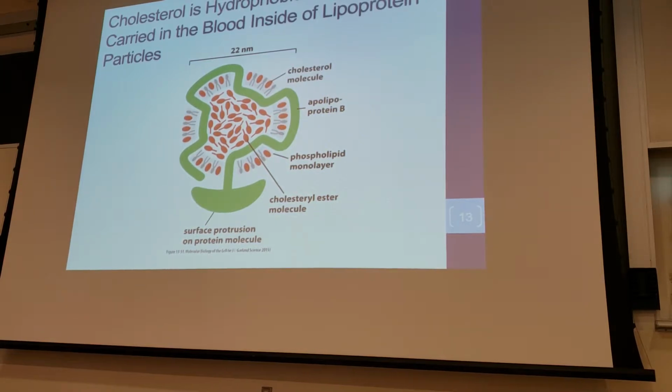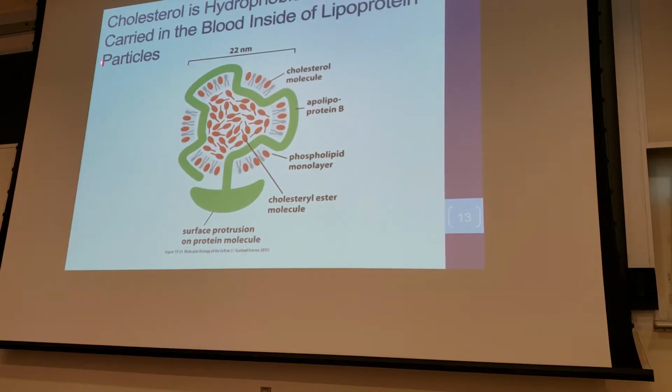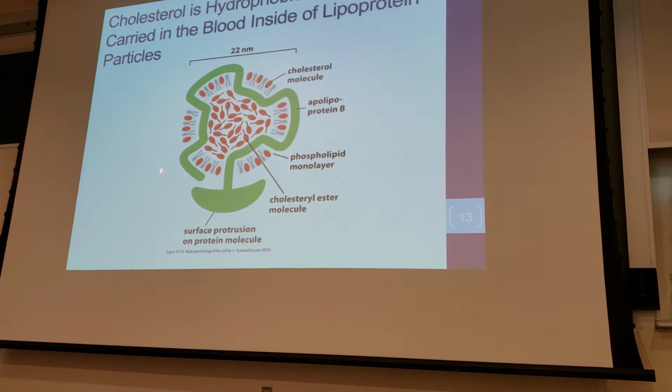And so we need cholesterol. We like to have it available to our body, so we do transport it in blood, but we have this composite thing, this lipoprotein particle.